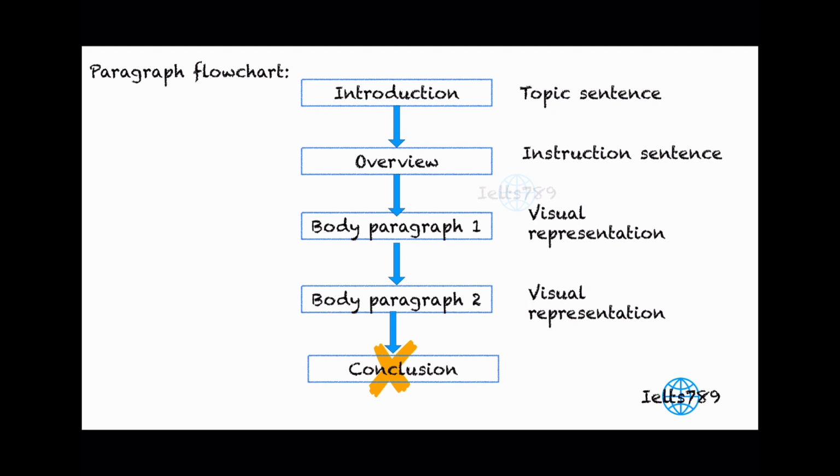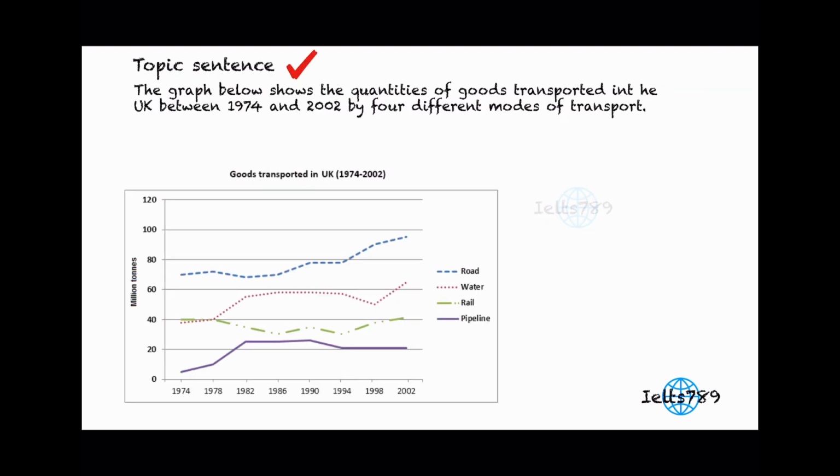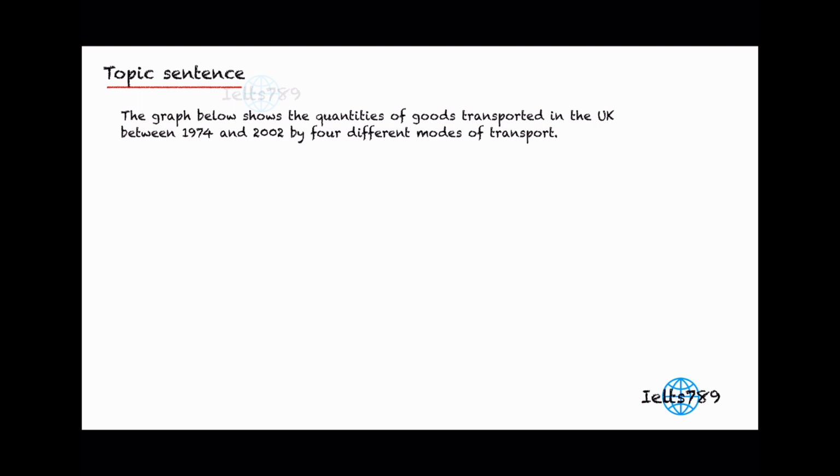Okay, so let's start our essay from the top, the topic sentence. Let's underline the words graph below, and this is the line graph you literally see below, which we also refer to as the visual representation. In other words, in the topic sentence, the word graph can be replaced with the more general term visual representation, which is apt because the task is not always about a graph. It could be, for example, about a map or a process diagram.